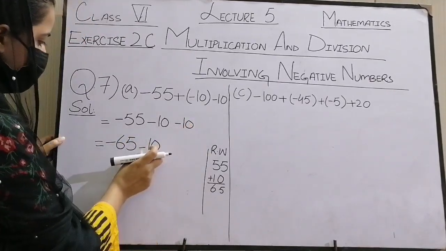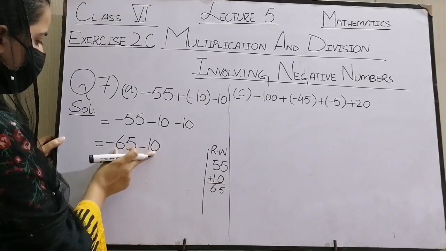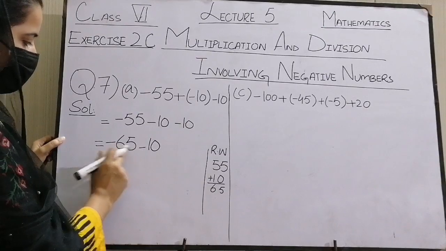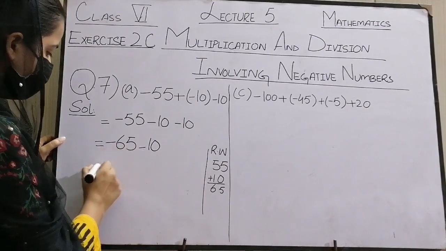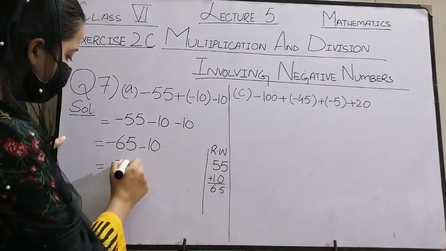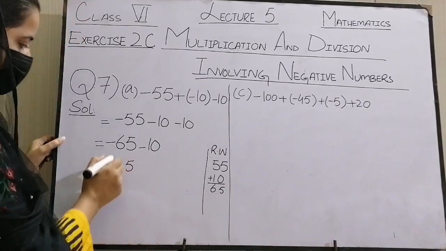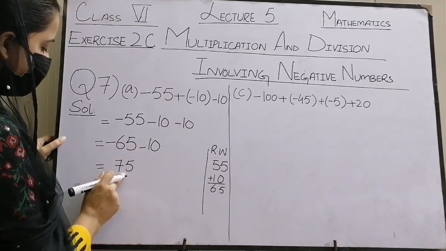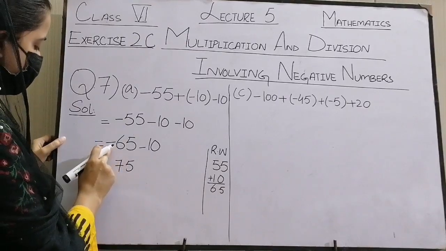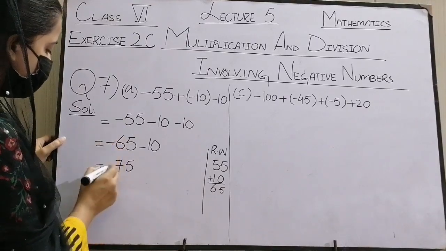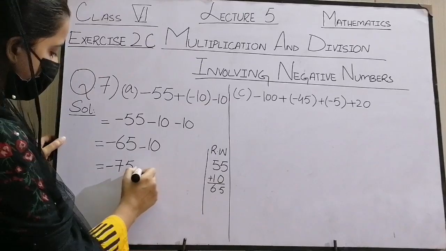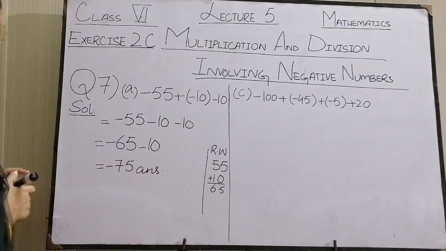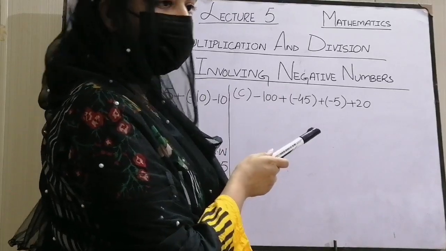And this minus 10 is as it is. Now, we have two numbers. Both of these have same sign. We have to add these up. 65 plus 10, you can add them up in rough work. Both have same sign. So we added these numbers and 65 is the bigger one. It has negative sign. So answer would be negative. Minus 75 is our answer. I have left part B for your practice.